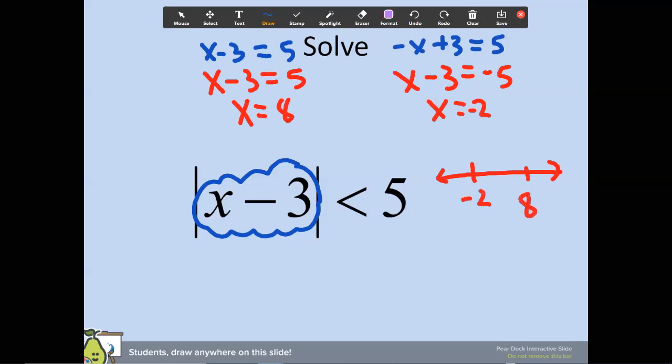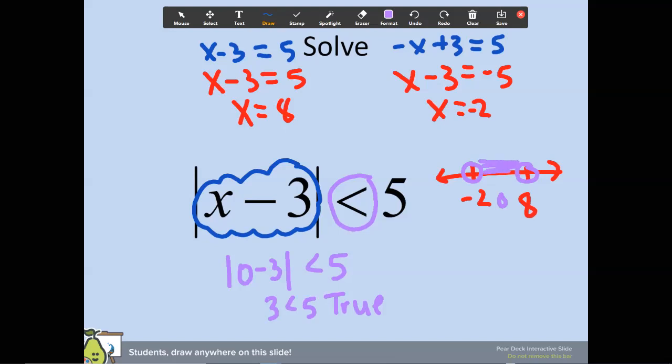And looking at this, this is strictly less than. So that means I'm going to have an open circle here, open circle here. You can test a point. Okay, you can test a point. So let's say I do 0 because 0 is in between these. And I go 0 minus 3 less than 5. 0 minus 3 is a -3. Absolute value of that is 3. 3 less than 5 is true. So I would shade in between here.